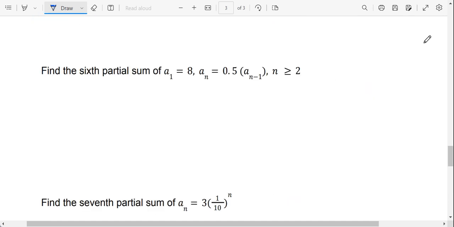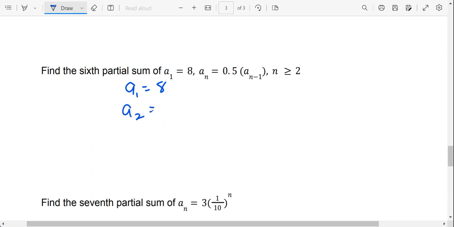And before we do any problems with series, we're going to talk about partial sums. Partial sums would be going from pretty much the very beginning at a equal to 1 and adding all the values up to whatever value you're asking for. In this case, it's the sixth partial sum. So we have a sub 1 equal to 8.